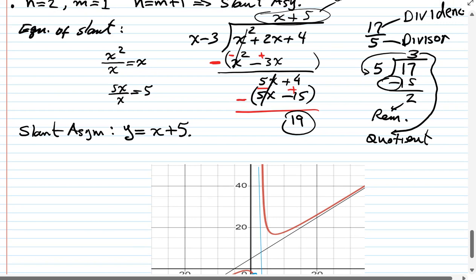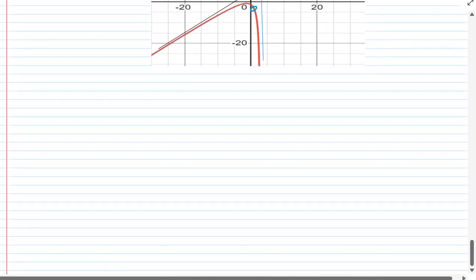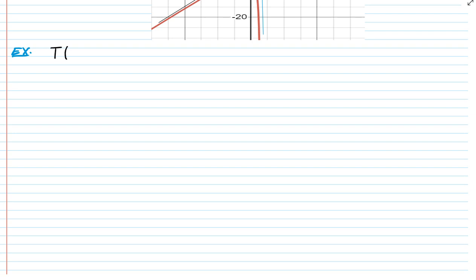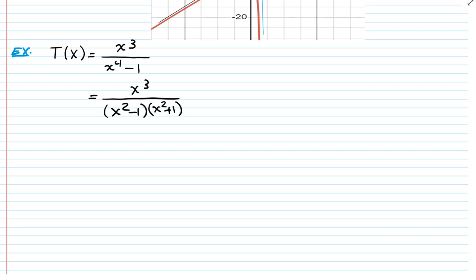Now let's take a look at our last example here. So in this next example, we would like to, again, find the vertical and horizontal asymptotes. So we don't need to graph this one. So suppose the expression is x cubed over x to the 4th minus 1. Now, in order to find the vertical asymptote, remember the denominator must be 0. So what I need to do is factor the denominator. Difference of two squares, x squared minus 1, x squared plus 1. And in the numerator, we just have x cubed.